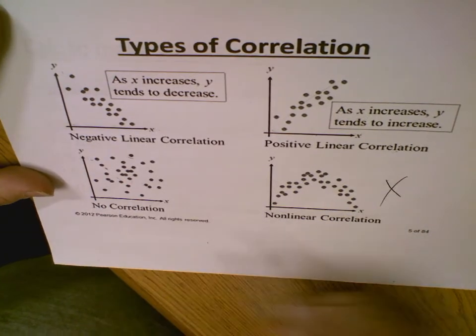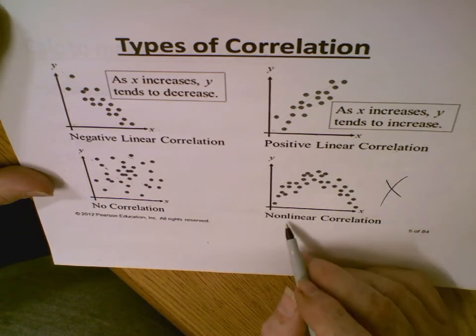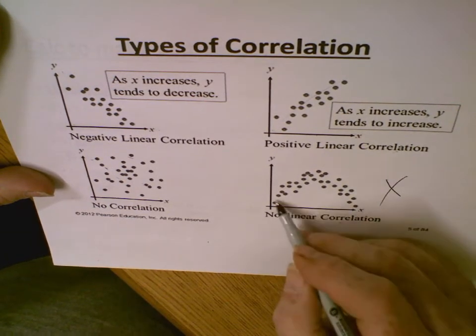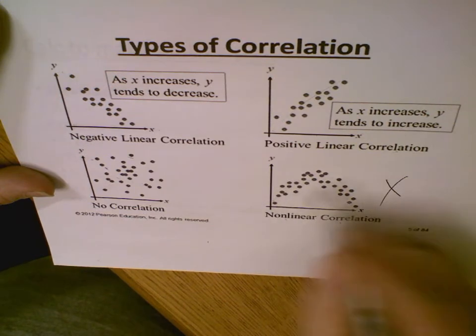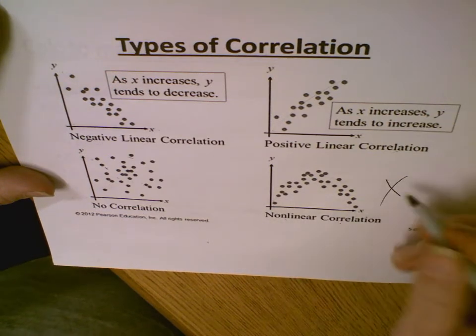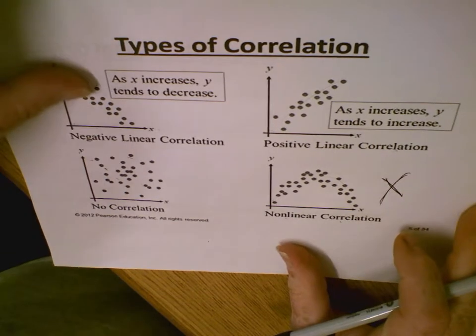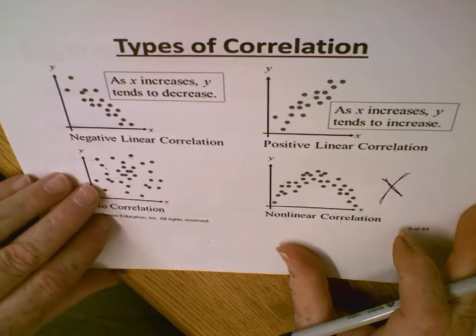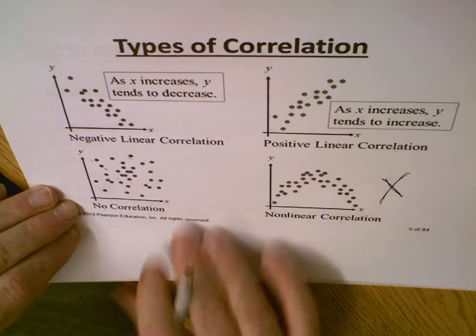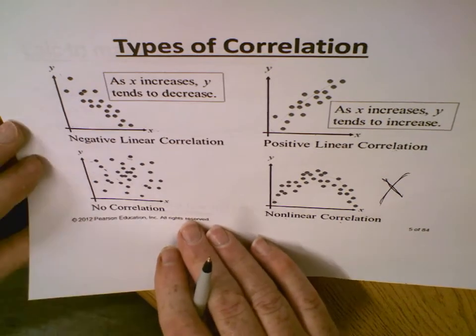down or anything, they're just scattered everywhere. And then we had nonlinear correlation, which would look maybe something like this. It could have other forms too. We're not going to deal with nonlinear. Most everything that we do is going to be some kind of linear correlation, if it's got any correlation.